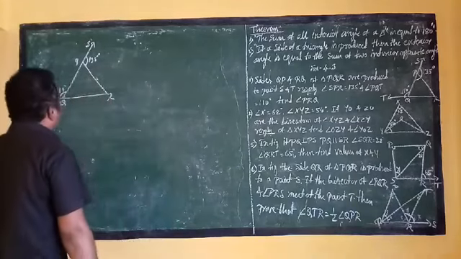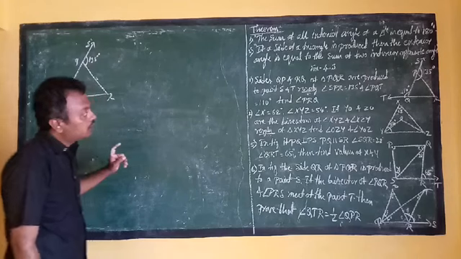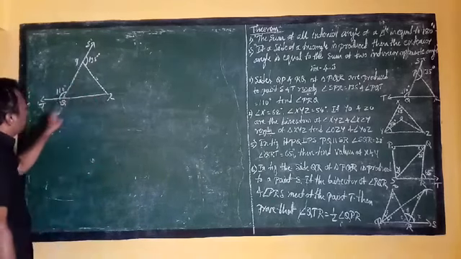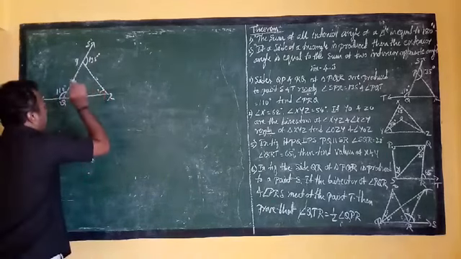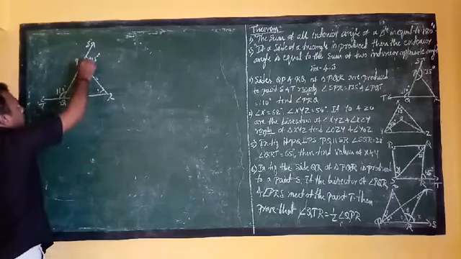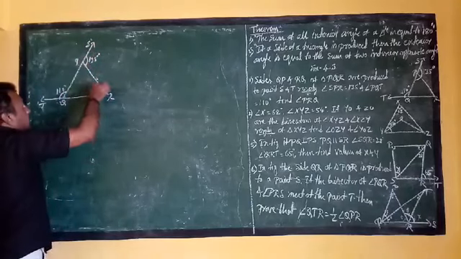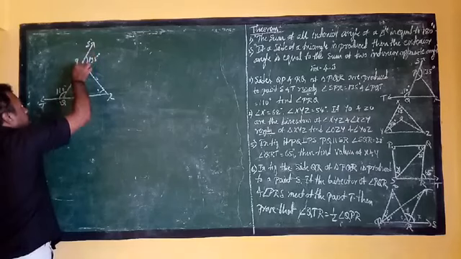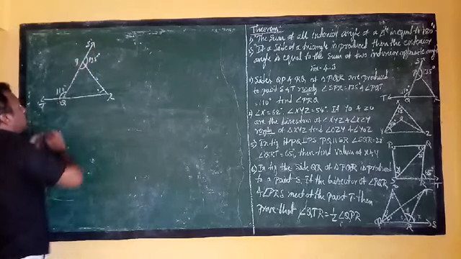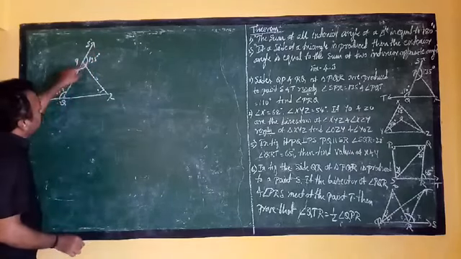Now we have to find PRQ. This angle we want to find out. First of all, SP is given as 135 degrees. That's why I am using the linear pair. These two angles are a linear pair.